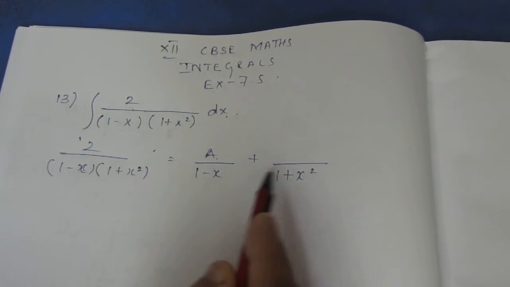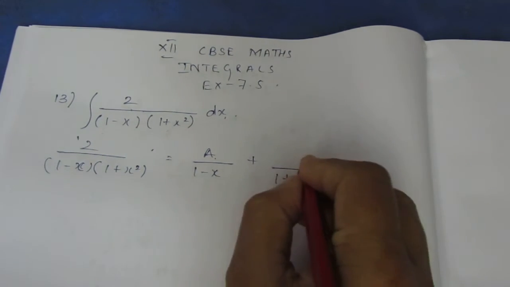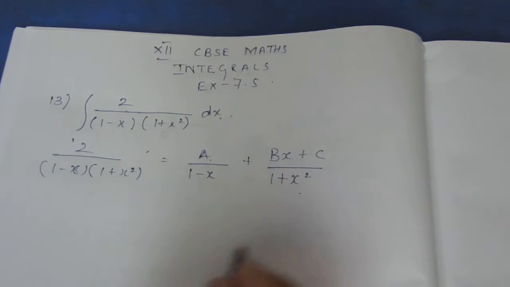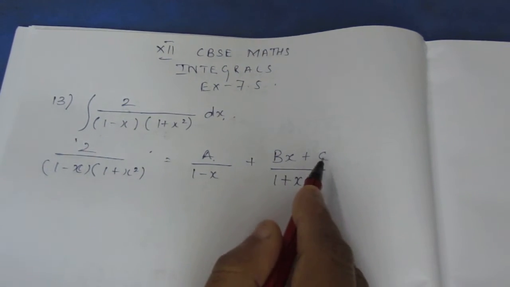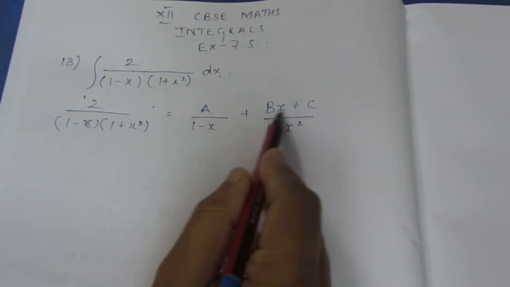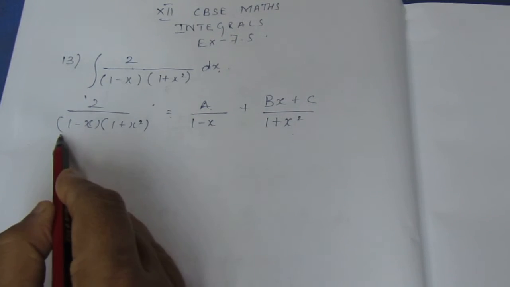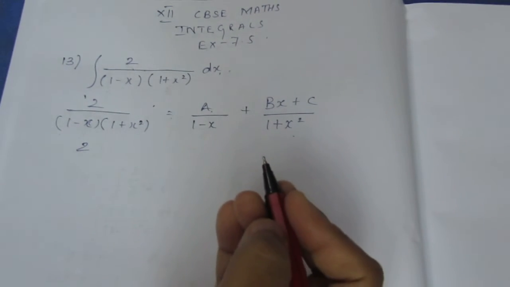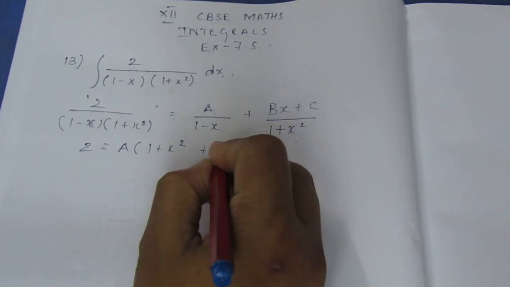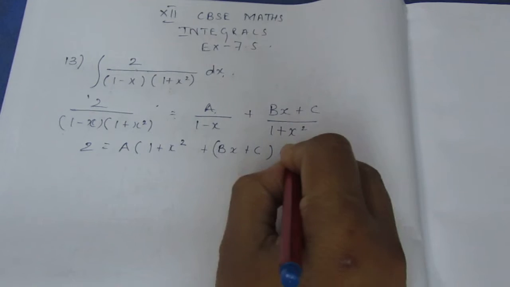But in this case, if there is a square, remember that the numerator should be one power less, so it should be a linear expression because the denominator is quadratic. So bx, and for a linear expression there should be a constant term, so I am adding c to it. Now we know that taking the LCM, the denominators both get multiplied, and they will get cancelled, so I can equate the numerator alone. 2 is equal to a into 1 plus x square plus bx plus c into 1 minus x.